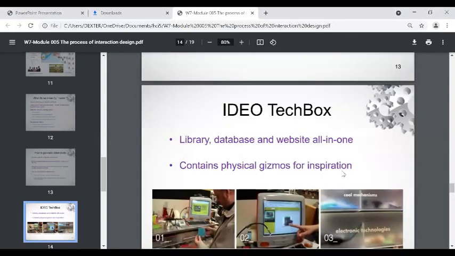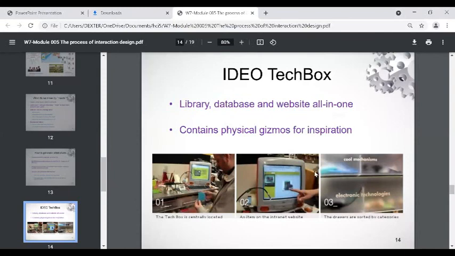Okay, so the idea: a text box, a library, a database, a website.